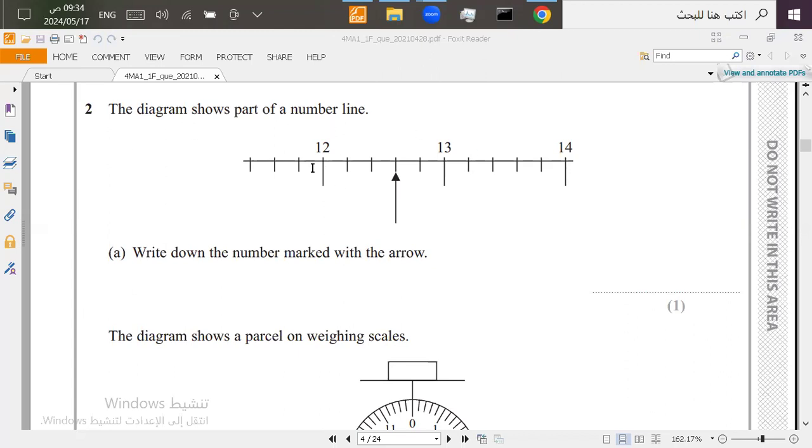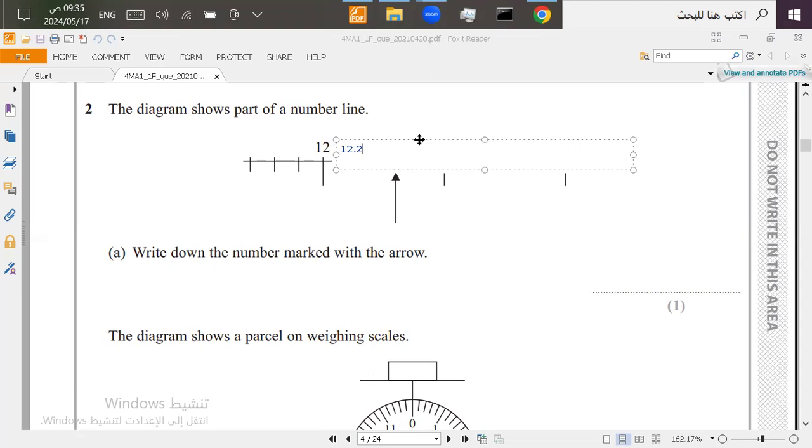We can say that between 12 and 13, there are maybe 10 decimal points, for example. We can divide 10 by these five and we will get 2. It means it goes by 0.2 every time. So this one is 12.2. Let's make it smaller.